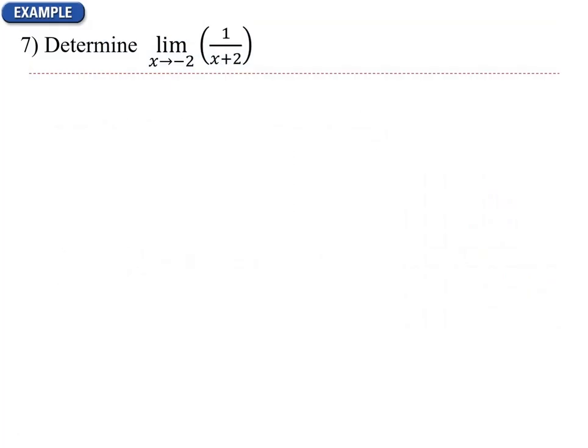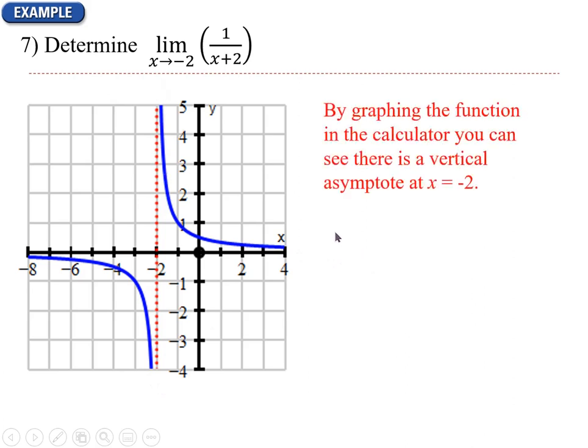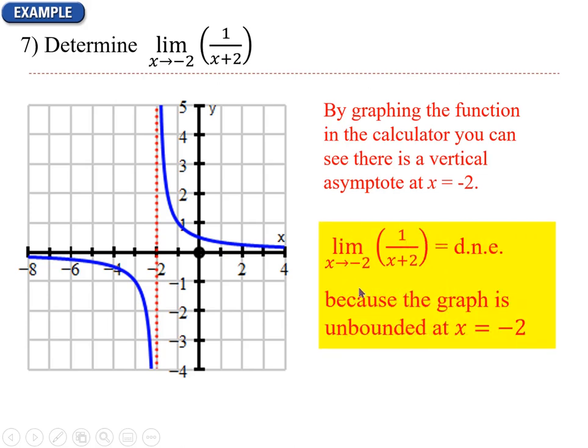Let's take a look at example 7. Here we have a rational function, 1 over (x plus 2), and we want to find the limit as x approaches -2. I would recommend you graph this function in your graphing calculator. Here it is, y equals 1 over (x plus 2), and we have a vertical asymptote at -2. Since you have a vertical asymptote, that means that the limit will not exist. As you approach -2 from the left, it goes toward negative infinity, and as you approach -2 from the right, it goes toward positive infinity, and so those are increasing and decreasing without bound. So that limit does not exist.